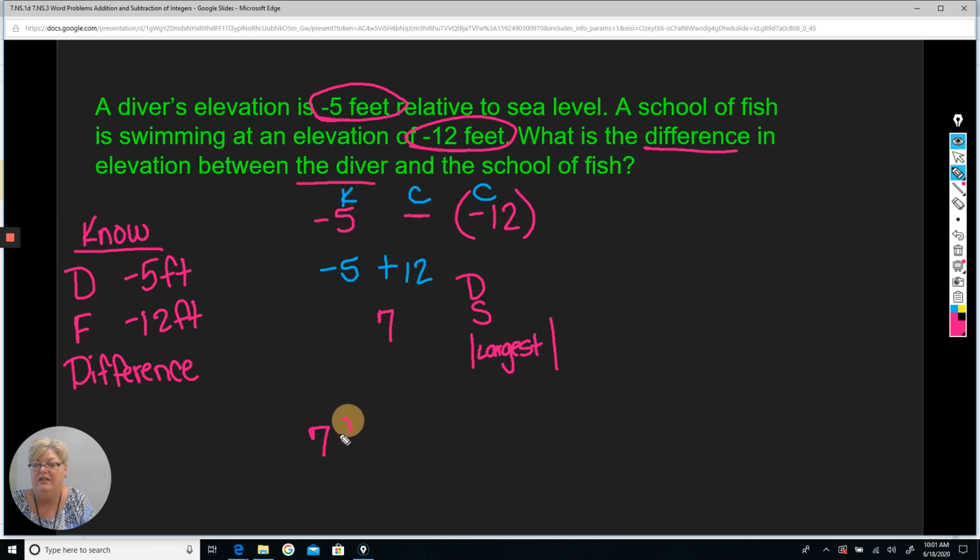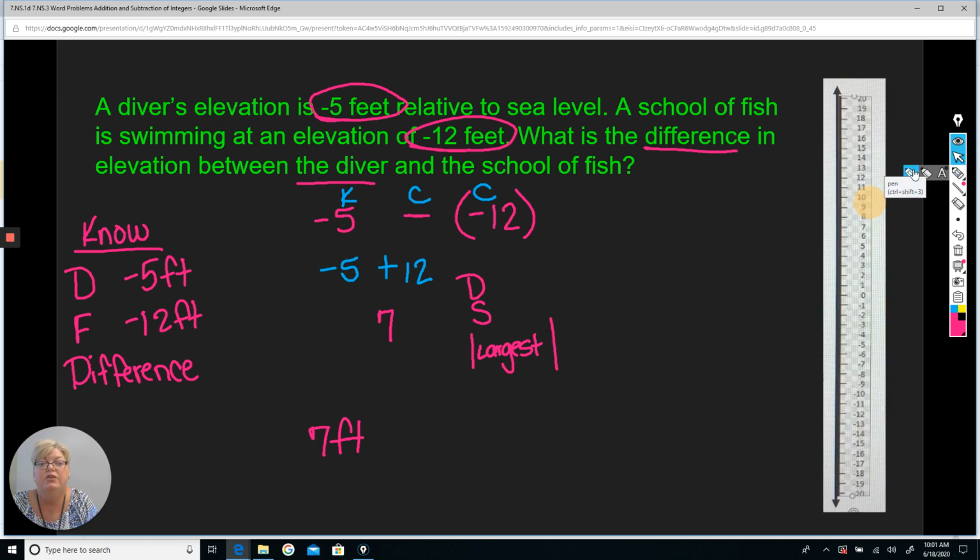Okay, now what if reading the problem is hard for you? There are other ways to do it. Think about it: if you're diving into the water, you're going up and down. So draw a number line and use it. That's a great way to do it. So you're at 0. Here's 0 right here on the number line. The diver is at -5. The fish would be at -12 right there. Went down a little bit too far to start with.